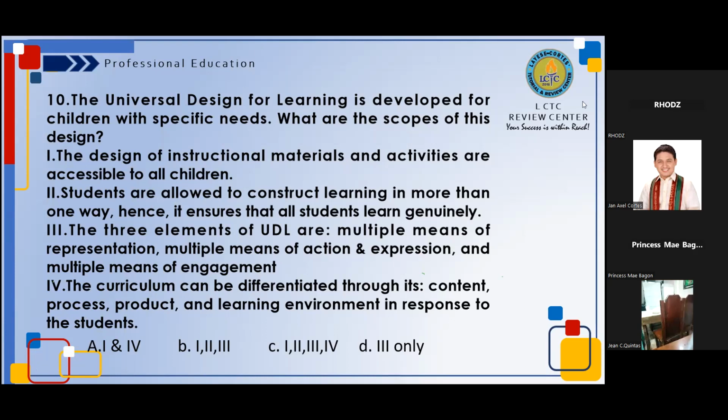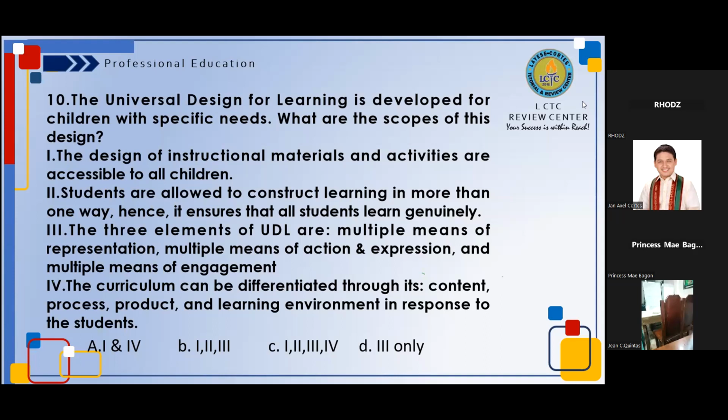Next, number 3, the 3 elements of universal design for learning are multiple means of representation, multiple means of action and expression, and multiple means of engagement. Number 4, the curriculum can be differentiated through its content, process, product, and learning environment in response to the students. A, 1 and 4; B, 1, 2, 3; letter C, 1, 2, 3, 4; or letter D, 3 only.